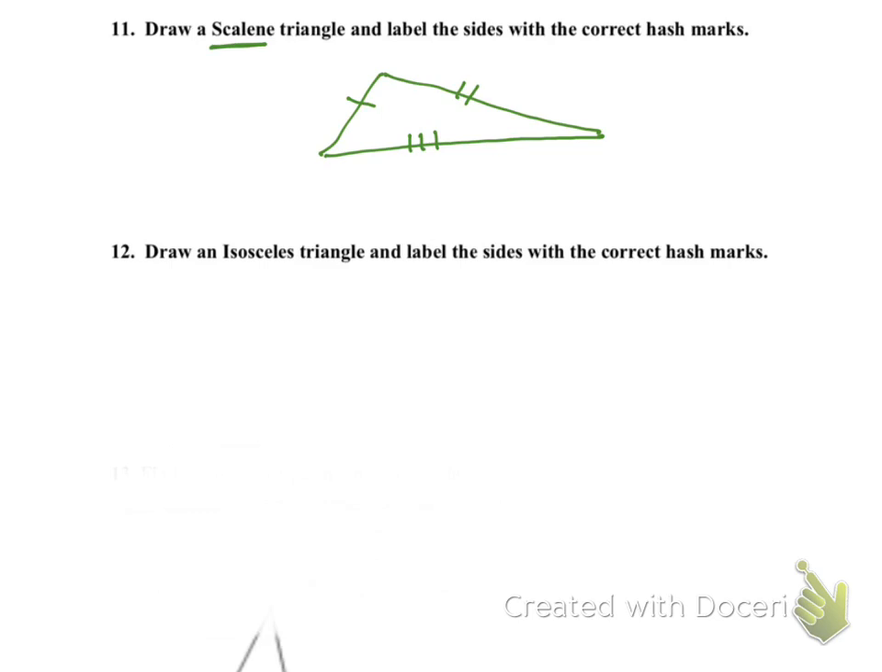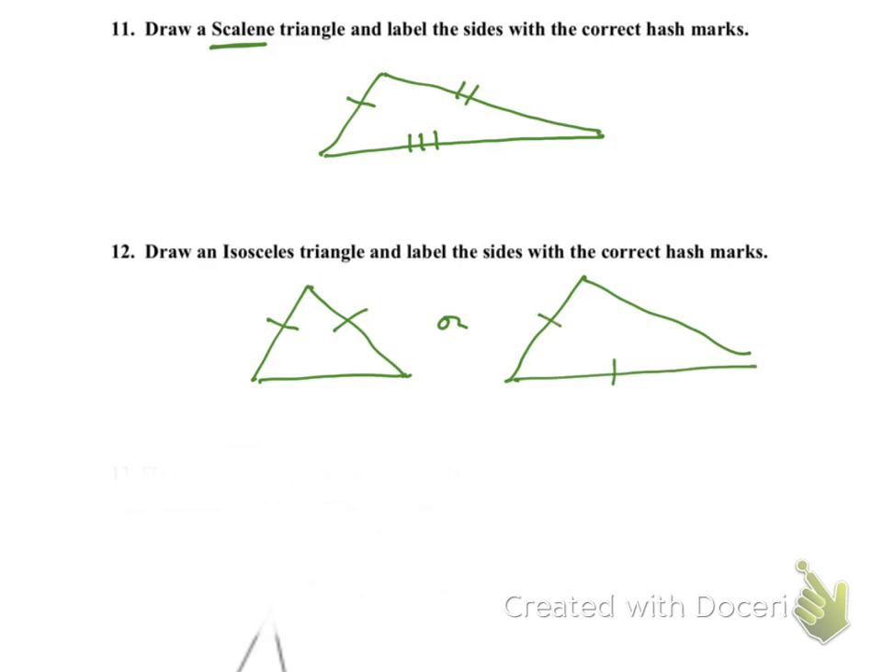Okay, draw an isosceles triangle and label the sides with the correct hash marks. So for isosceles, it means that at least two sides are equal. So you can do that. Or, since it's at least two sides, if you had three sides equal, it's technically also an isosceles triangle. So either of those would be valid. Okay, let's go on to question 13.